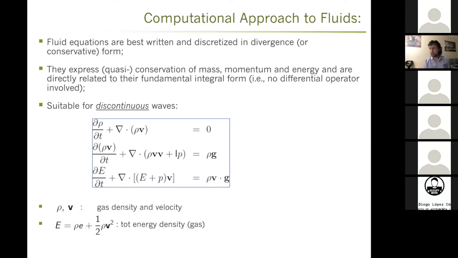So you know that hyperbolic PDEs also allow discontinuous waves as solutions, such as shocks, rotational waves, contact waves, for example, okay? And they are closer to their fundamental integral form, where no differential operator is needed, okay?